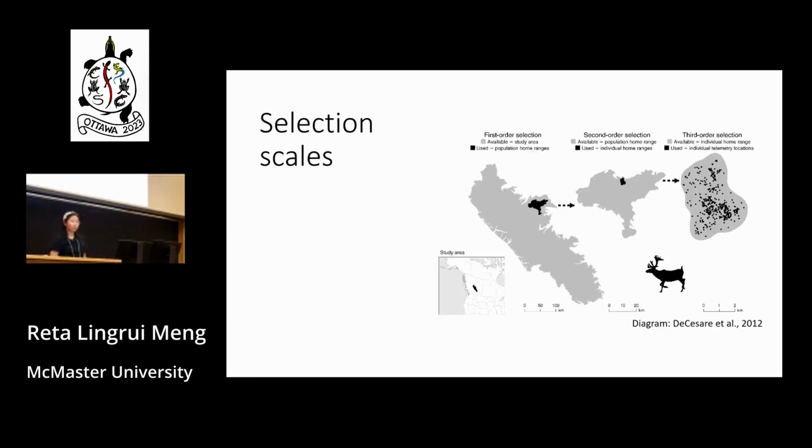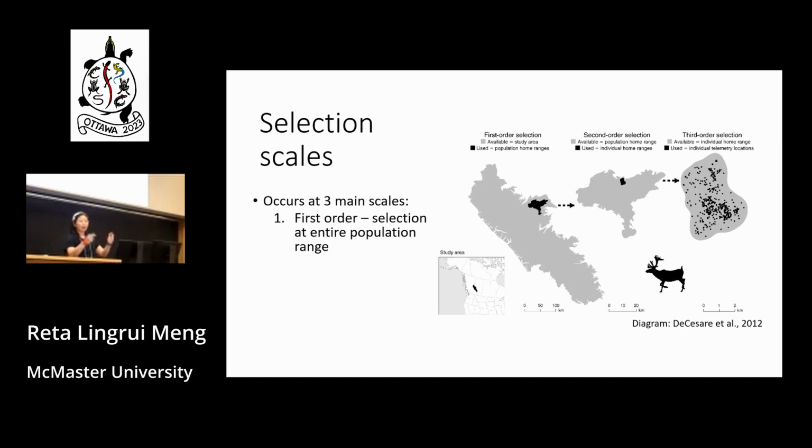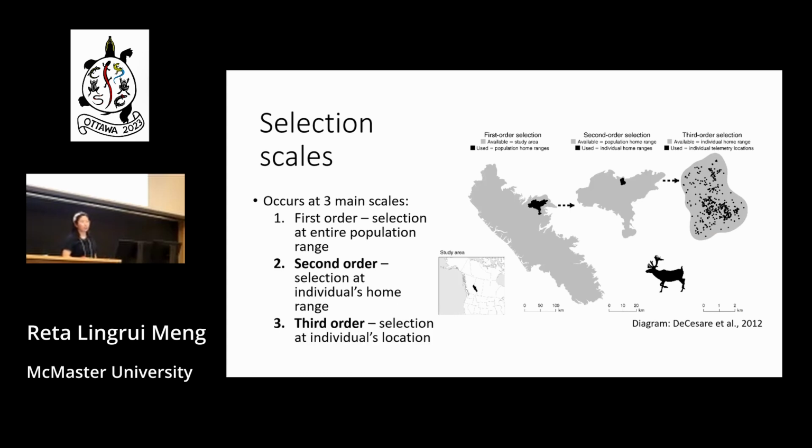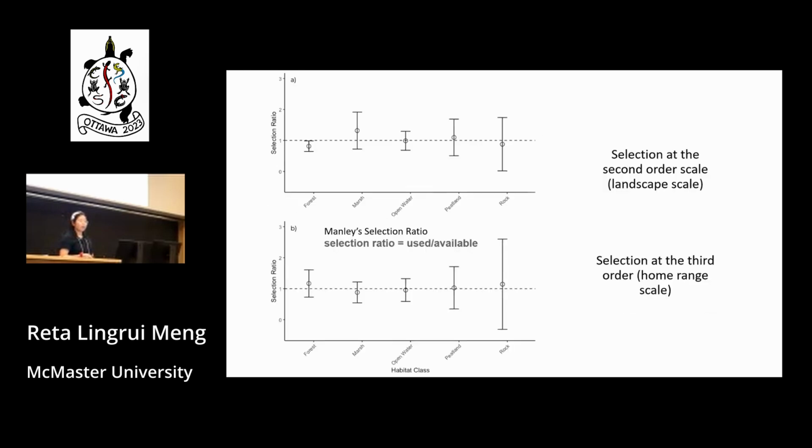For habitat selection, some of you have already seen this in Jonah's presentation, so I'll use the same diagram. In the literature, it occurs mainly at 3 different scales. First order is selection at the entire population range. Second order is selection at the individual's home range. And third order is selection at the individual's location. For our study, we focus mostly on second and third order, which are more relevant to Blandingii turtles. And this is what we found.